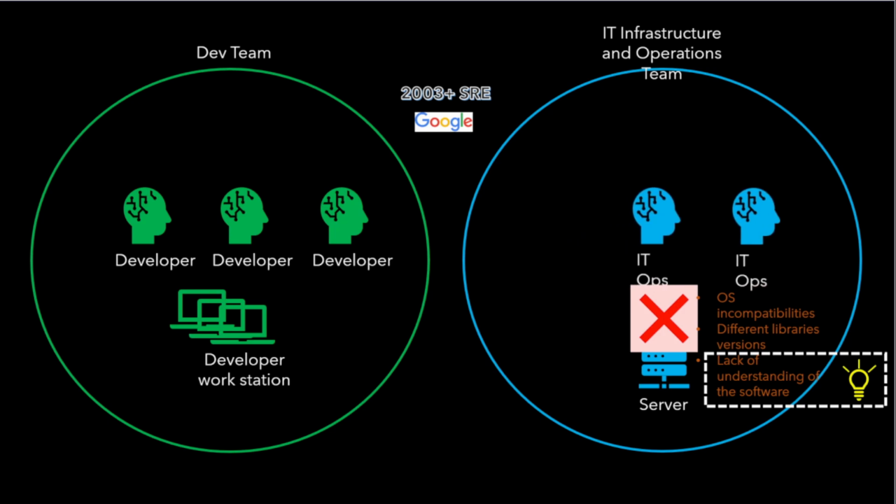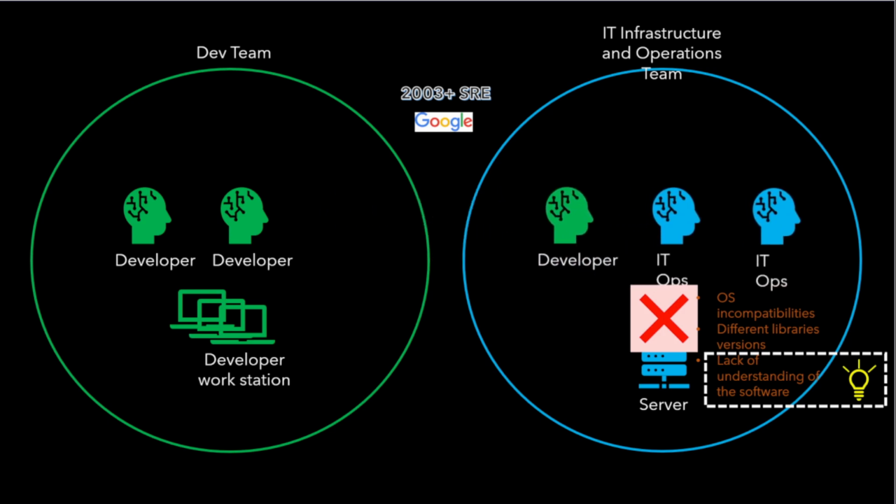Google thought that if we have software developers inside the IT infrastructure and operations team, or people with this type of background, it would help understand the applications and figure out why they're not working as well on the servers as they were on the developer workstations. Meanwhile, site reliability engineering did not address the root causes of the issues in production, which were the incompatibilities between the infrastructure, operating systems, and different dependencies to the applications between the developer workstation environments and the servers.